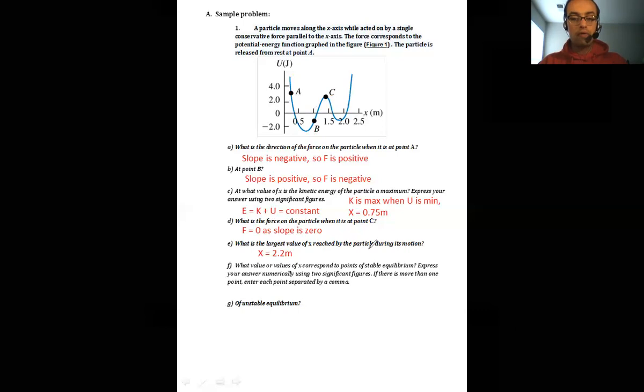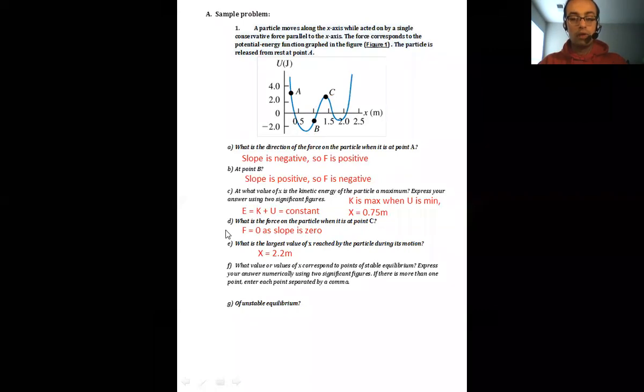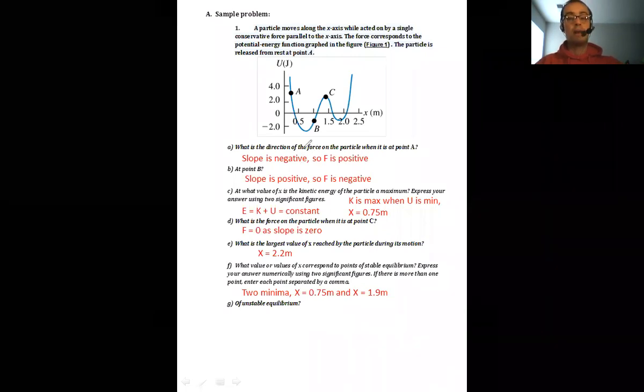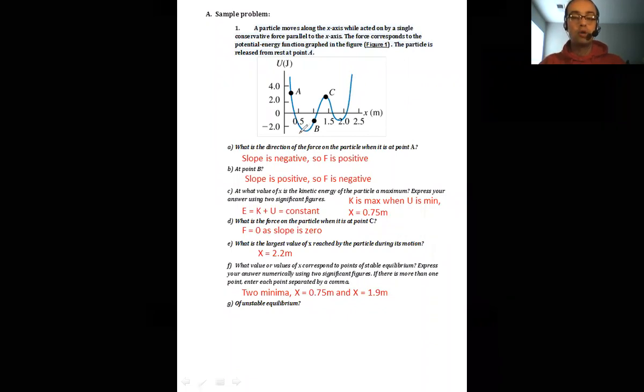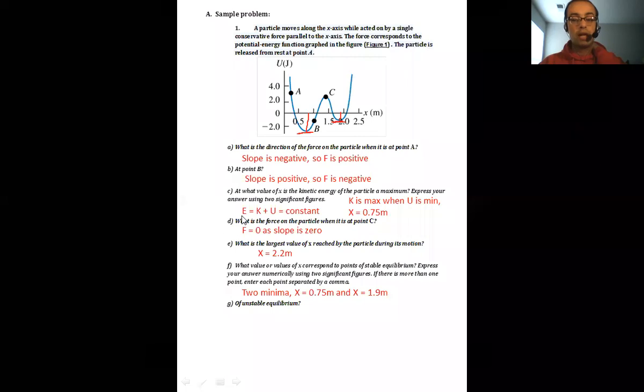What values of x correspond to points of stable equilibrium? So the stable equilibrium is going to be where you have the two minima of potential energy. That's going to be basically the bottom of the bowl. And you can kind of think of the bottom of the bowl as being the bottom of the potential energy function. So that's going to be here, and that's going to be here. So that's at 0.75 meters, and at 1.9-ish, 1.9 meters. Those would be the two minima and the two points that correspond to stable equilibrium.